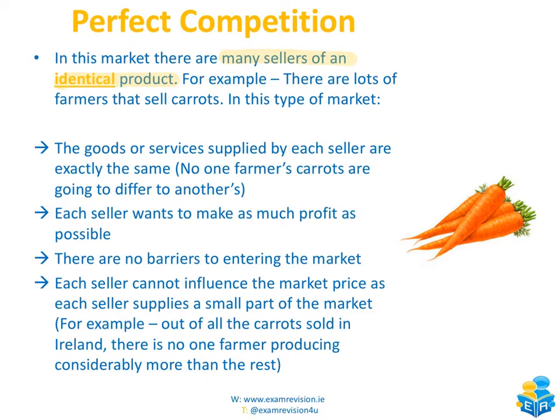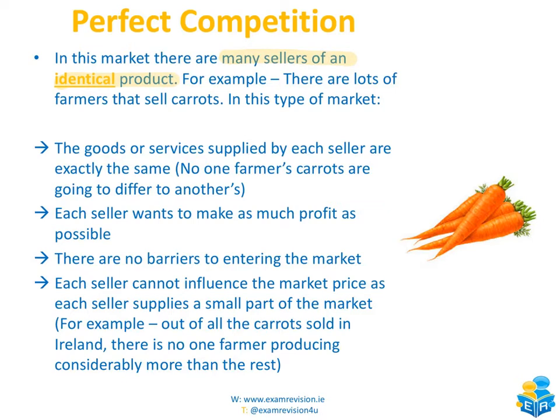And an example of that is that there are lots of farmers who sell carrots. So with regards to all the farmers who are selling carrots, in this market, the goods or services supplied by each seller are pretty much exactly the same. You're not going to have one farmer's carrots who are extremely far superior to another farmer's carrots. By and large, all of their carrots are going to be pretty much the exact same.